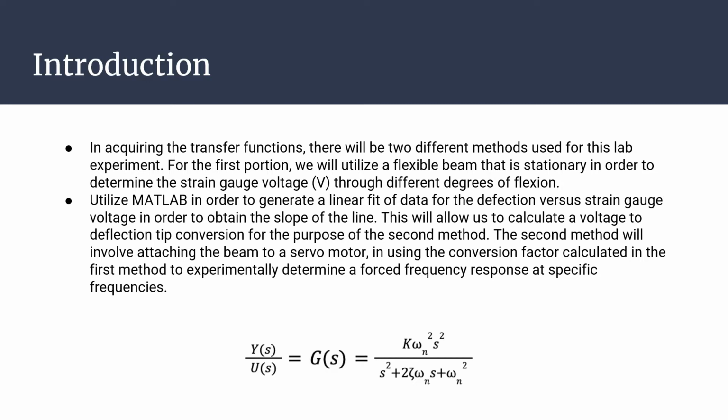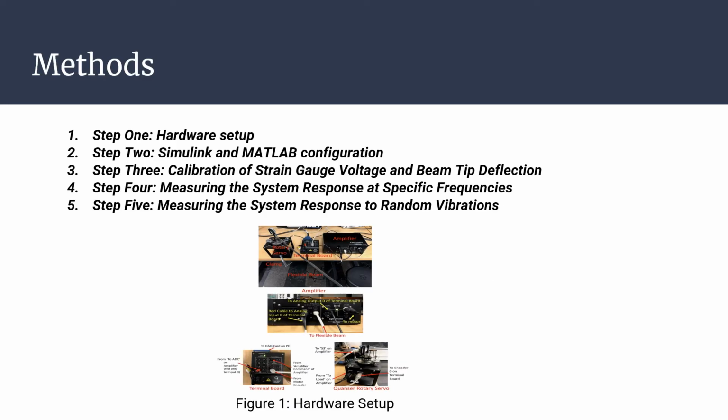This will help collect data in order to use MATLAB to generate Bode plots that will further be illustrated within the results. The first two steps are hardware setup along with Simulink and MATLAB configurations in order to begin the calibration. The strain gauge voltage will be measured in deflections from -2 to 2 inches in order to obtain a voltage to deflection tip conversion that will be utilized within the last two steps.